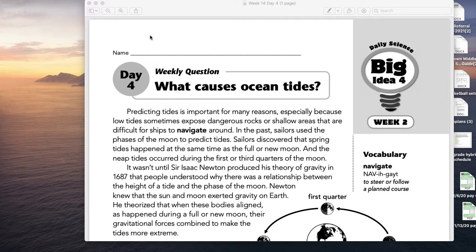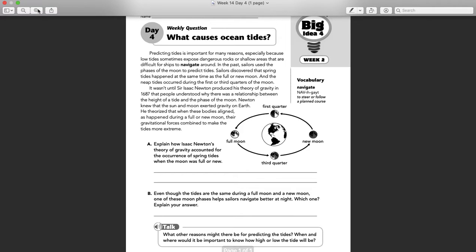Over Science Bellwork, week 14, day 4. Still talking about what causes ocean tides.